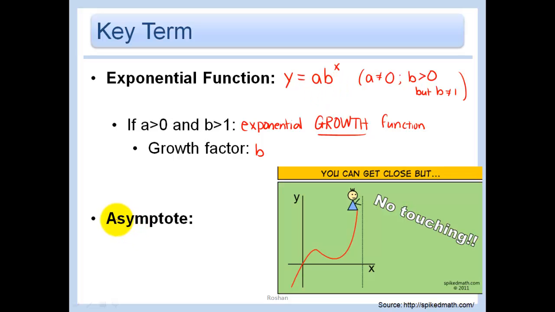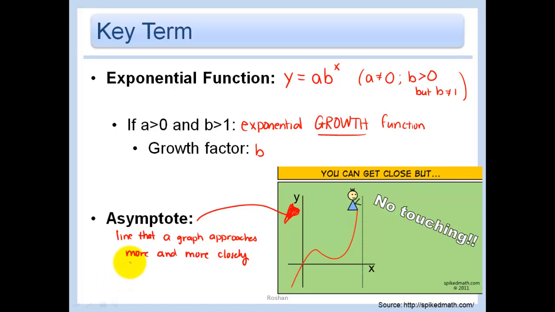Now, I just wanted to introduce you to the term asymptote. This comic right here is just something funny about asymptotes that I'm going to explain in a moment, but I just want you to know this graphic here is not what we're talking about today. But an asymptote is just a line that a graph approaches more and more closely. So it gets closer and closer and closer to the asymptote.